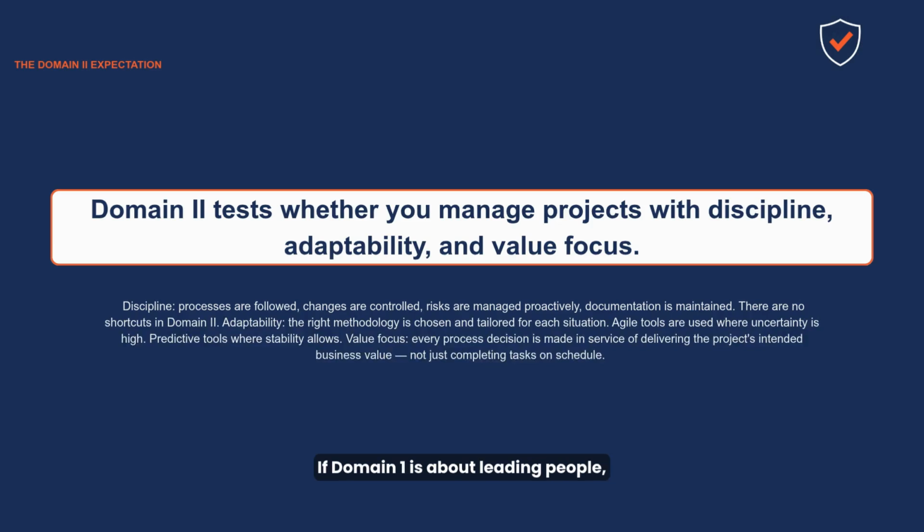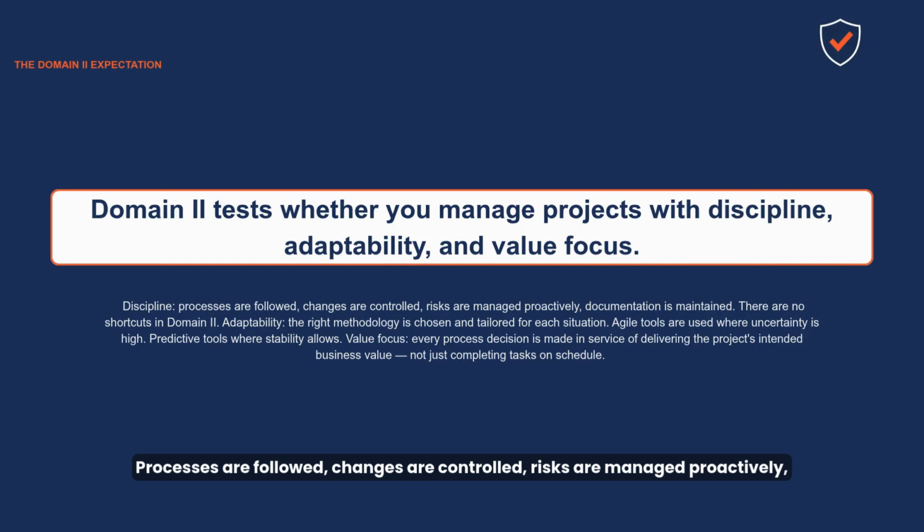If Domain 1 is about leading people, Domain 2 is about managing the work with discipline. Discipline: processes are followed, changes are controlled, risks are managed proactively, documentation is maintained. There are no shortcuts in Domain 2.